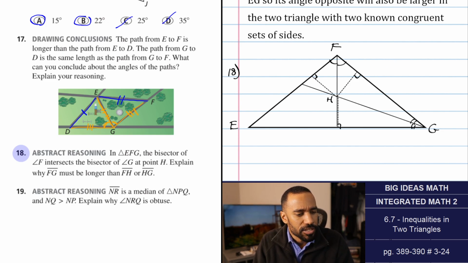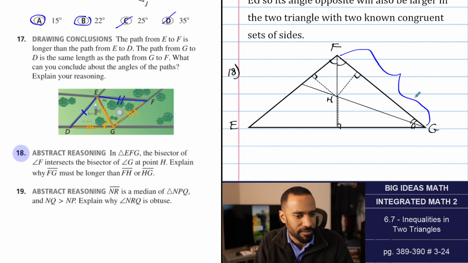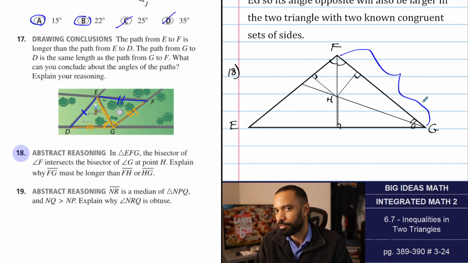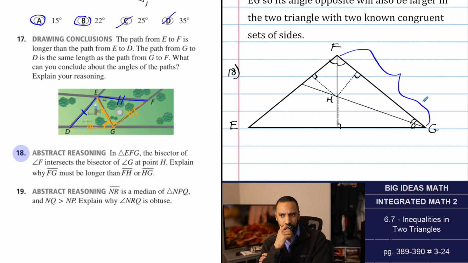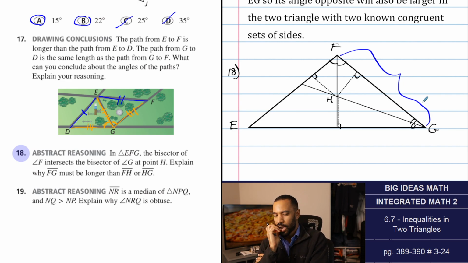So the bisector of angle F intersects the bisector of angle G at point H. Explain why FG, I'll erase those incenters if they have nothing to do with incenter, must be longer than FH or HG. I mean, I feel like it just must be, just because. I'm trying to think what it has to do with hinge theorem. Maybe it doesn't. Maybe it's just more the triangle inequality theorem.